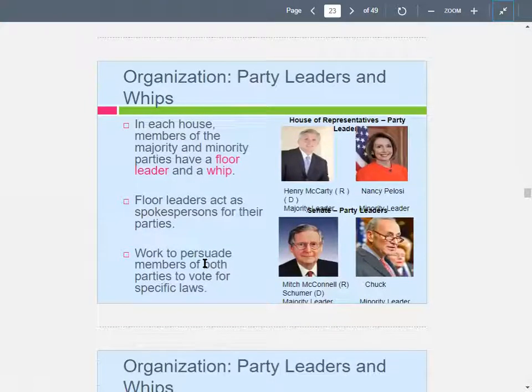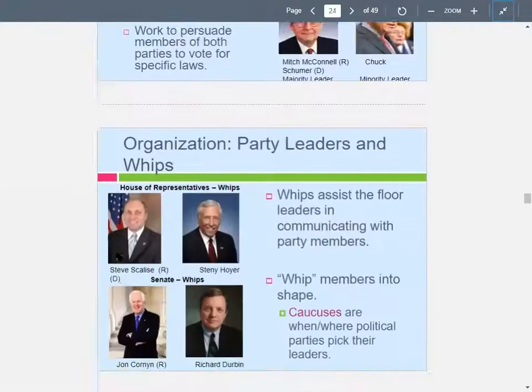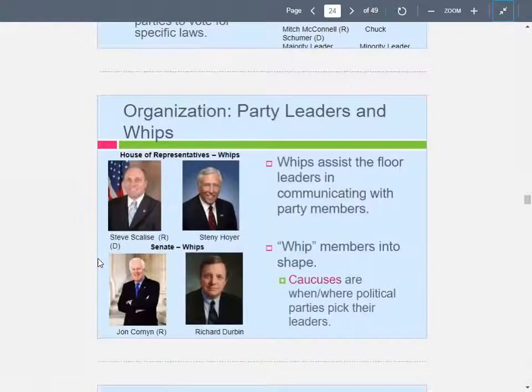Party leaders and whips: in each house, members of the majority and minority parties have a floor leader and a whip. Floor leaders act as spokespersons for their parties. This is where you hear Mitch McConnell and Nancy Pelosi's names. They work to persuade members of both parties to vote for specific laws. Whips assist the floor leaders in communicating with party members, so like an assistant. They whip members into shape.